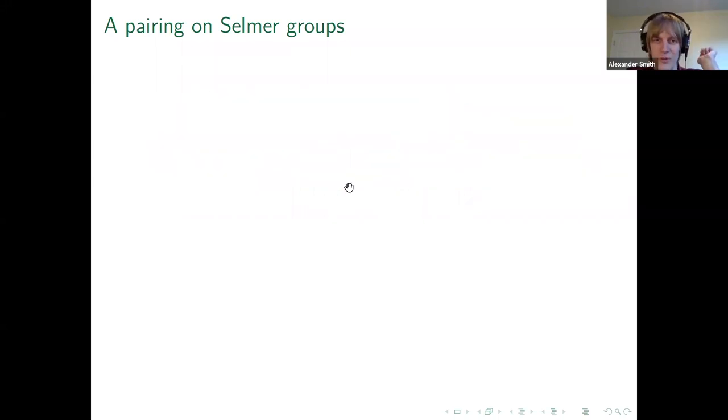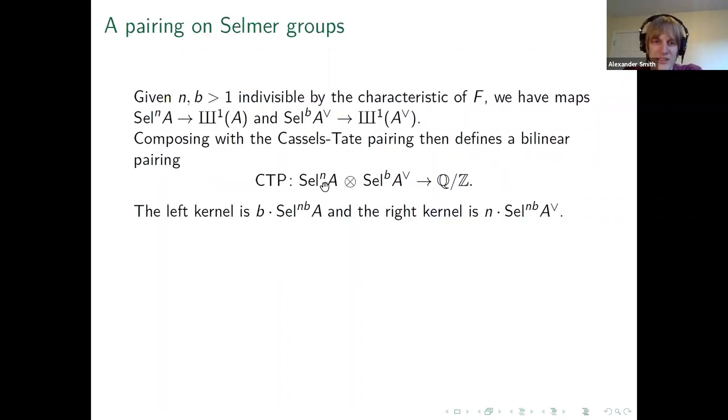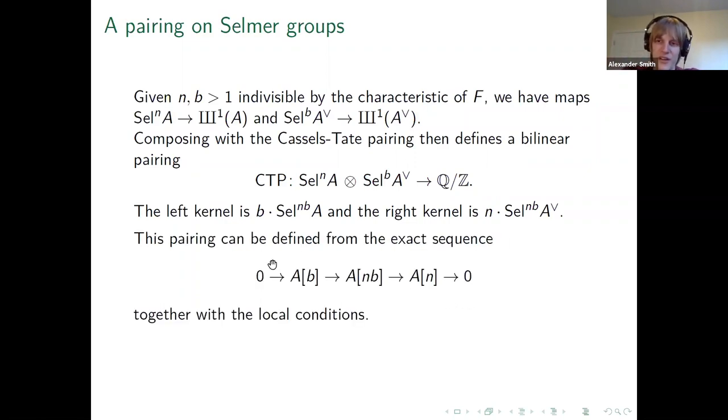Now, this pairing won't tell us what the divisible portion is. It doesn't have enough information to do that, but it will tell us what portion of the N Selmer group of A comes from the NB Selmer group, and what portion of the B Selmer group of A dual comes from the NB Selmer group of A dual. Furthermore, the Cassels-Tate pairing in this context can actually be defined just from the Galois structure of the exact sequence taking the B torsion into the NB torsion, together with the local conditions on these three modules. So we have a pairing that measures the ability to lift something from the Selmer group of the N torsion of A to the NB torsion of A.